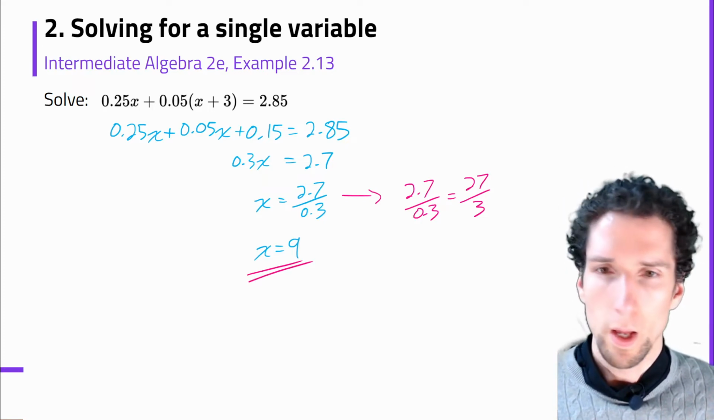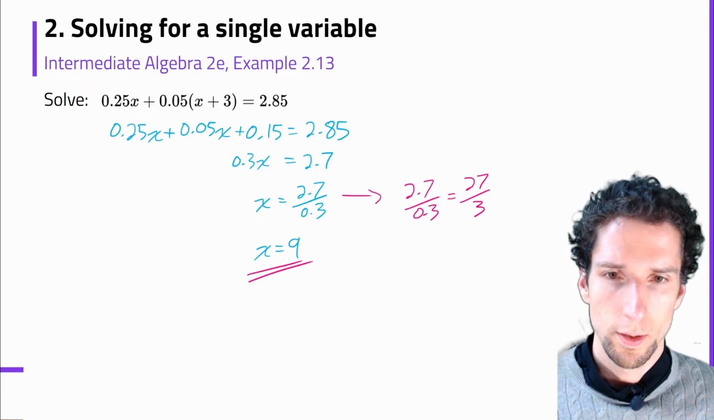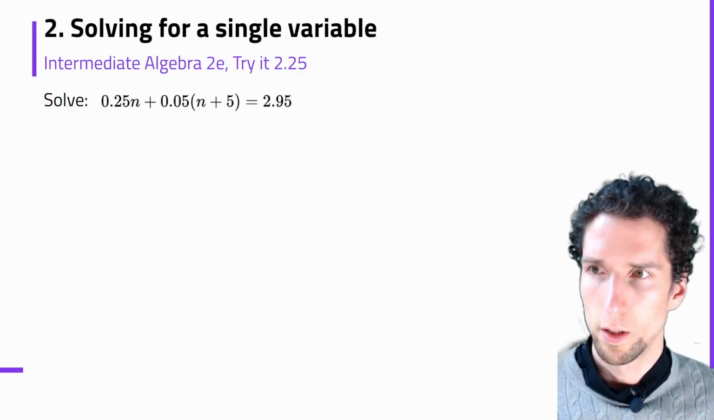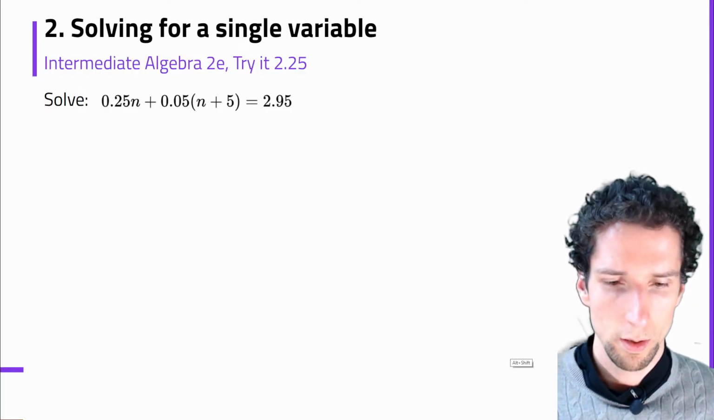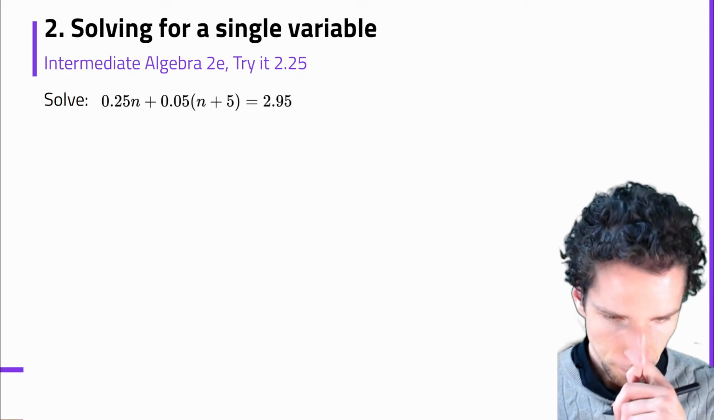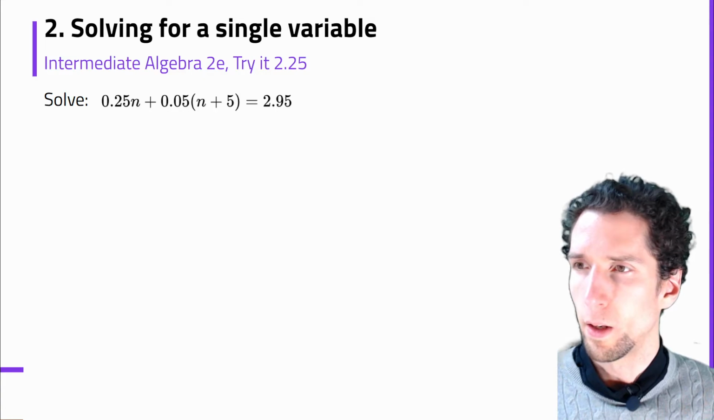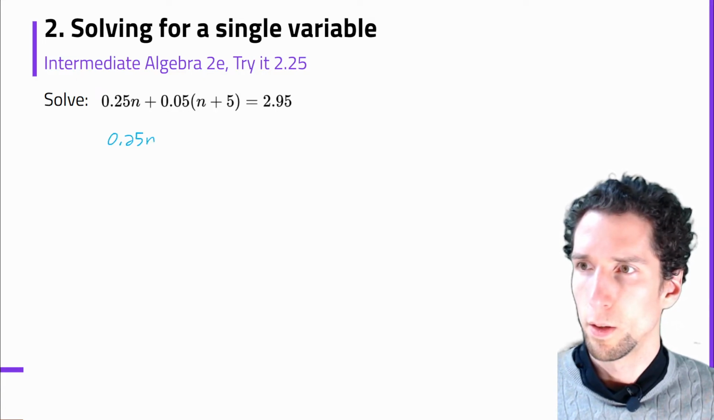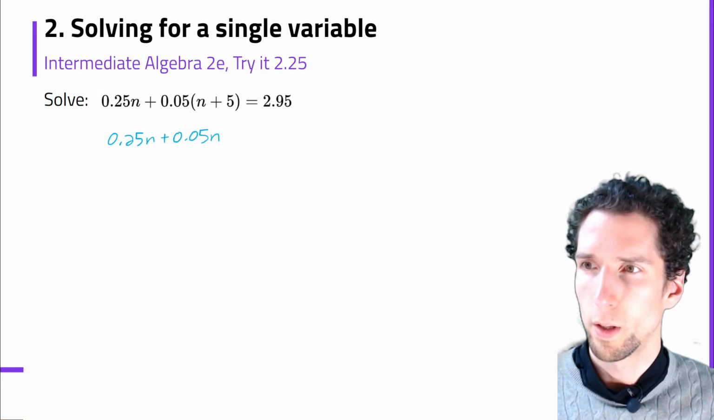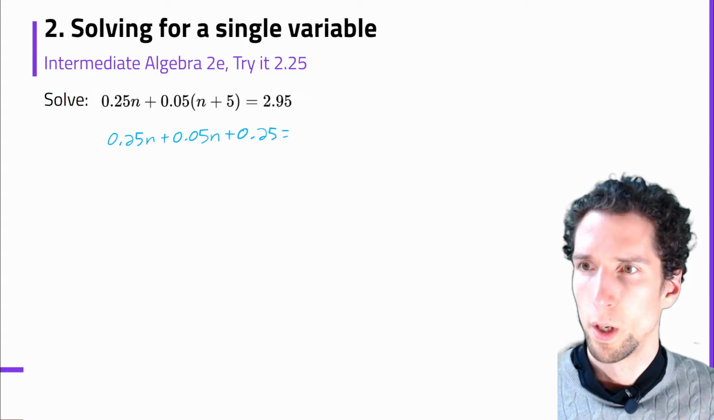Okay, let's get rid of this. And next, my turn here. Do one quickly. All right, n, so 0.25n plus 0.05n plus 0.25 equals 2.95.